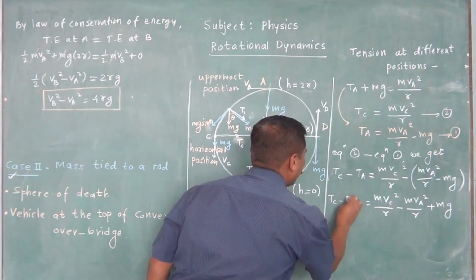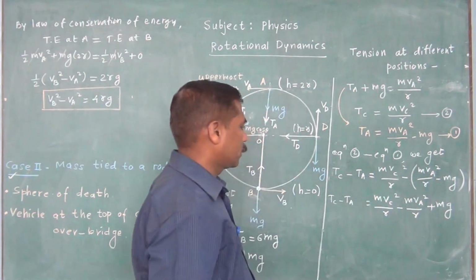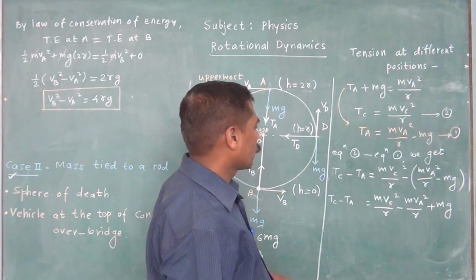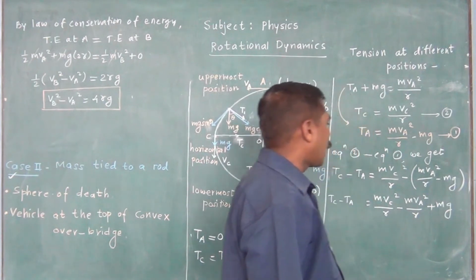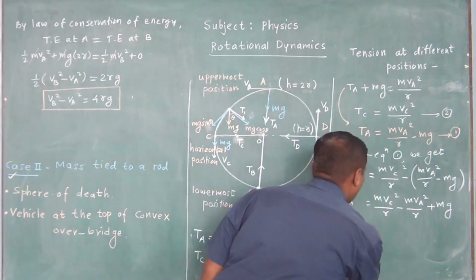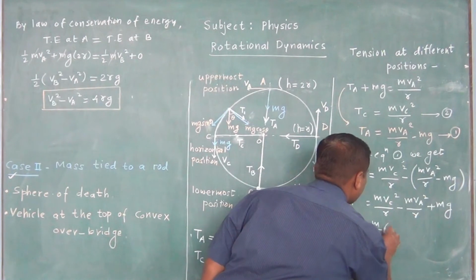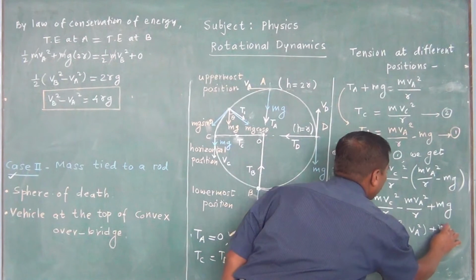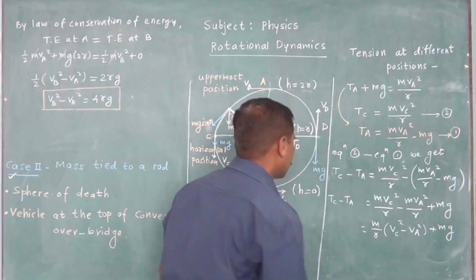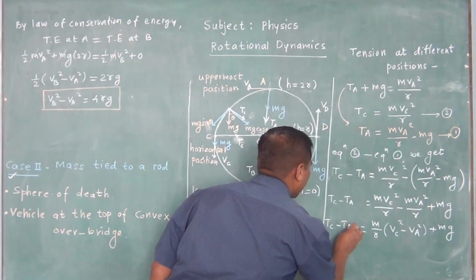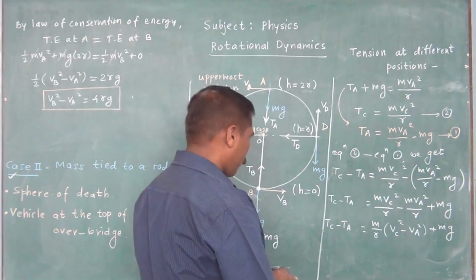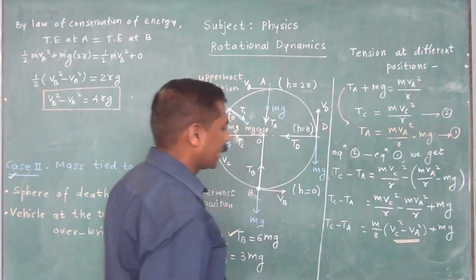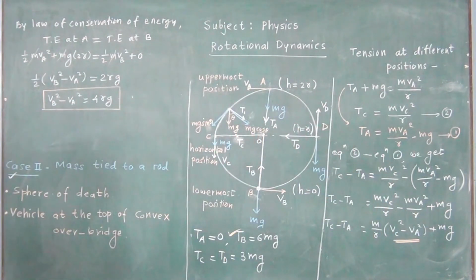This is the difference for the two positions. Now here you will find m upon r is taken as common. So m upon r is common, and Vc square minus Va square plus mg. So this is the difference between Tc minus Ta. Again if you observe, we want to find out this difference, that is Vc square minus Va square.